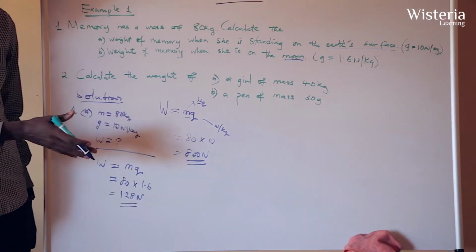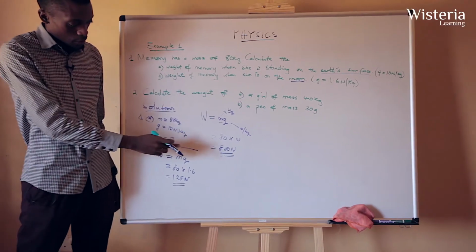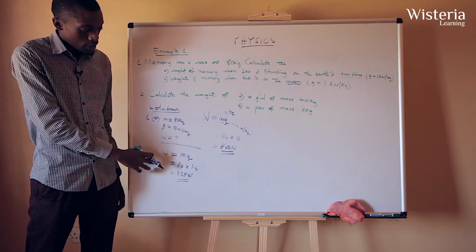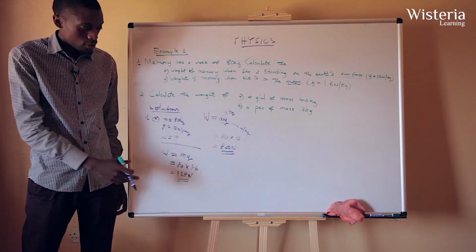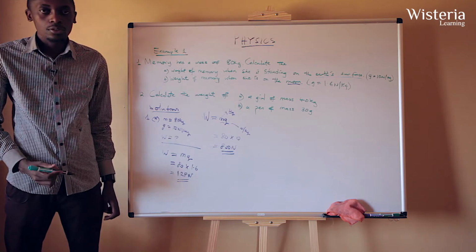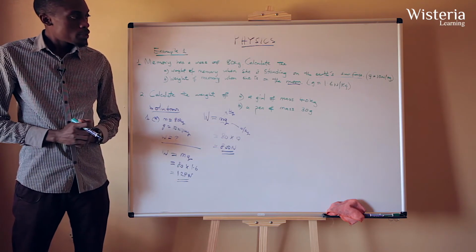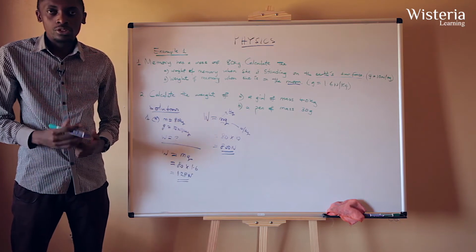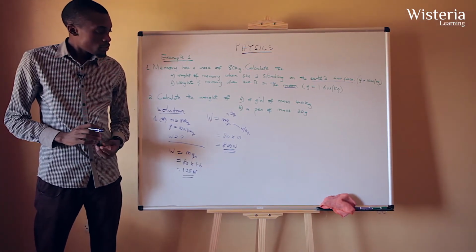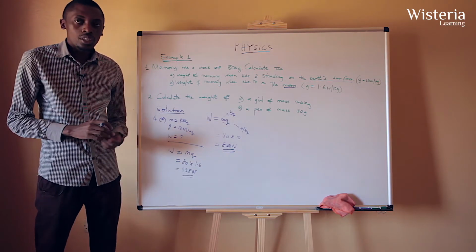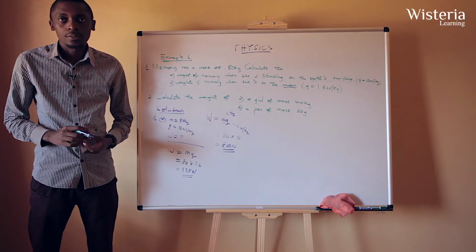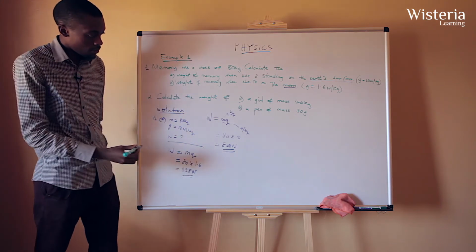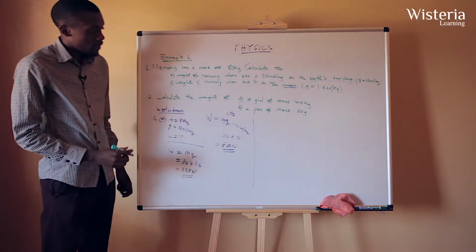So we can do a comparison here now. When Memory was on Earth, her weight was 800 newtons. And when Memory goes to the moon, her weight reduces to 128 newtons. So when an object is moved from the Earth to the moon, its weight reduces, but when an object is moved from the moon to the Earth, its weight increases. So that is very important to note. We can now go on to question number 2.